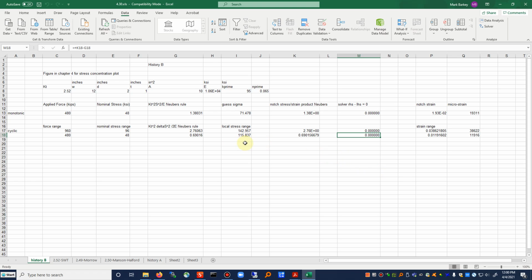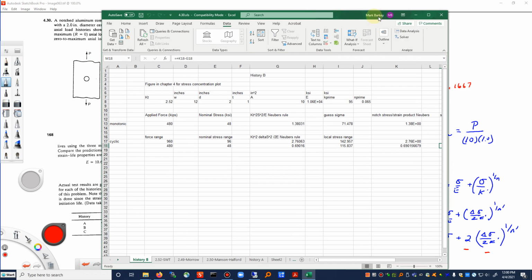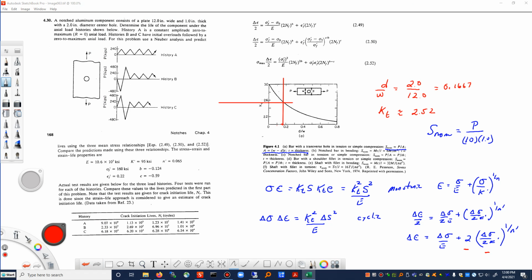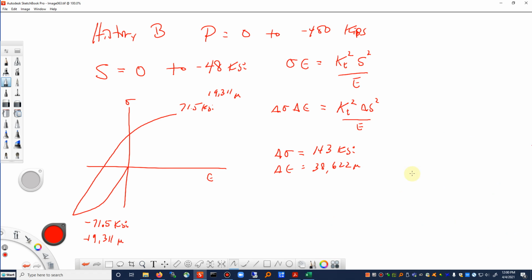So it has 115.8, and a delta epsilon in microstrain of 11,916. And now that's probably overly precise, but we'll keep these values here anyway.